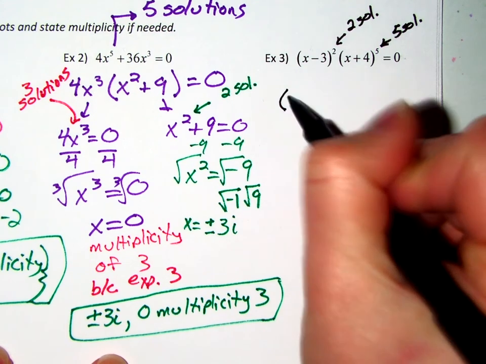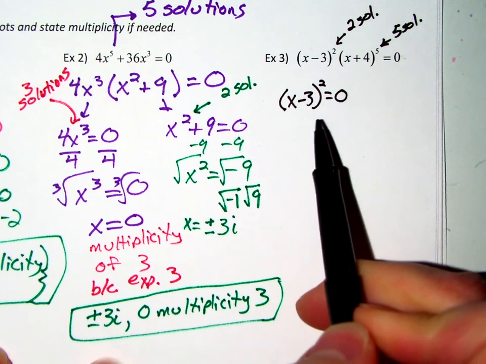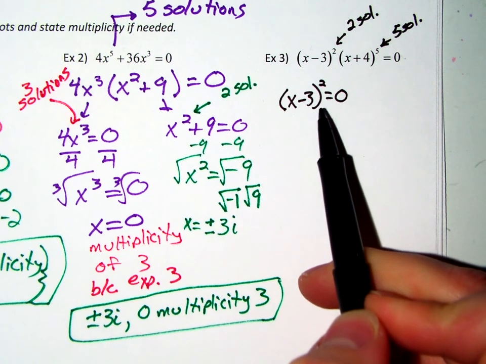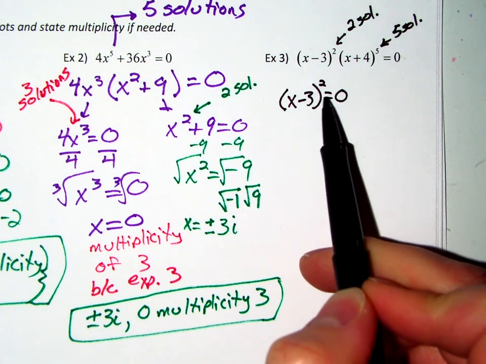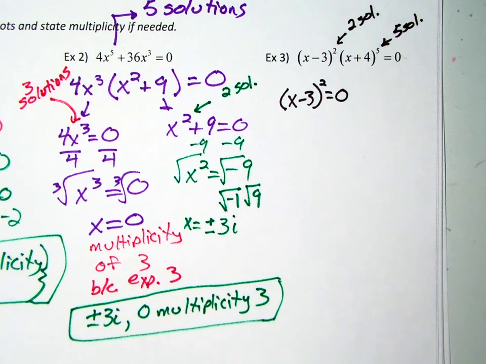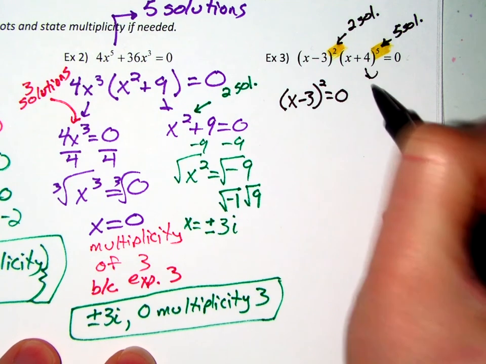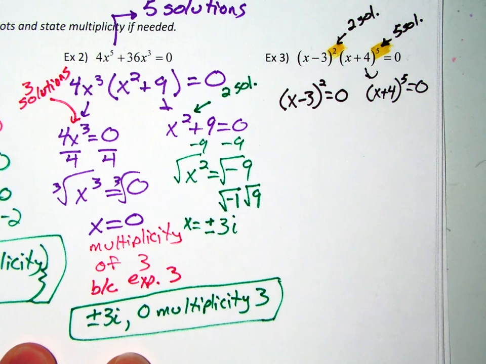So we would have x minus 3 squared equals 0. And in this case, it's important that you bring that square along, because when we go to solve this, we're going to have to deal with this exponent. The other ones did not have exponents on the outside. Since this one has the exponent on the outside, the exponents need to come down with us when we set the piece equal to 0. So then we would also have x plus 4 to the 5th power equals 0. And we would solve each one of these separately.